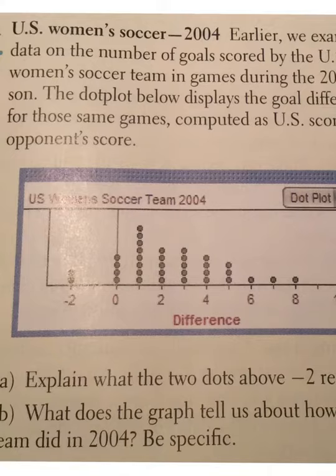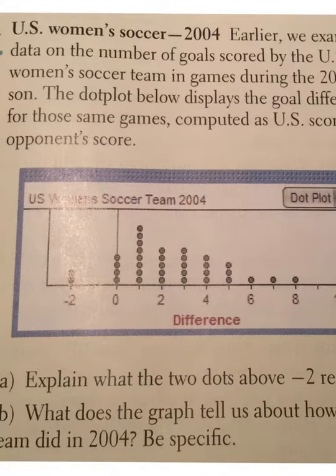Now the way they get these numbers for this dot plot is they take the opponent's score, they take the U.S. score and subtract the opponent's score from the U.S. score. So, what does that mean? Well, if we look at the graph, what does this -2 mean? In fact, that's the question for letter A. What does that -2 mean?